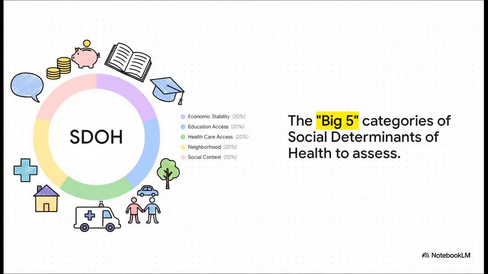So to make this really practical, we can break down all those social determinants into these big 5 categories. This is your mental checklist, okay? Your assessment tool. For every single patient, you should be asking yourself, what's their economic situation like? What about education or language barriers? Can they even get to their appointments? What kind of neighborhood are they living in? And, what's their social support system look like?